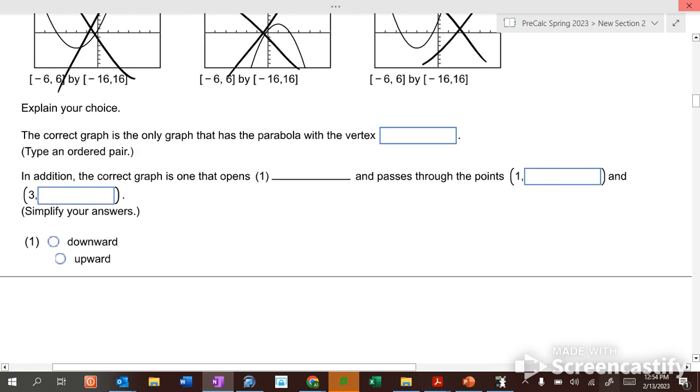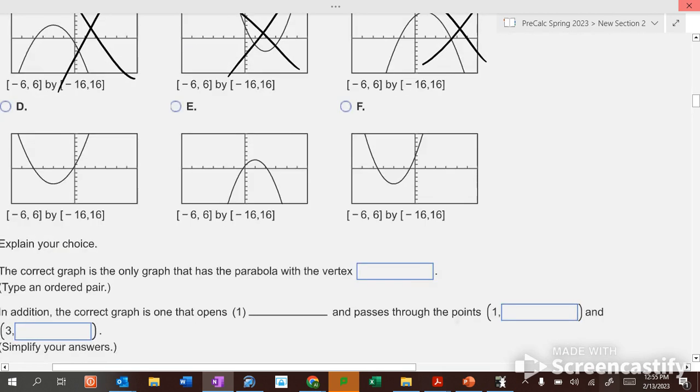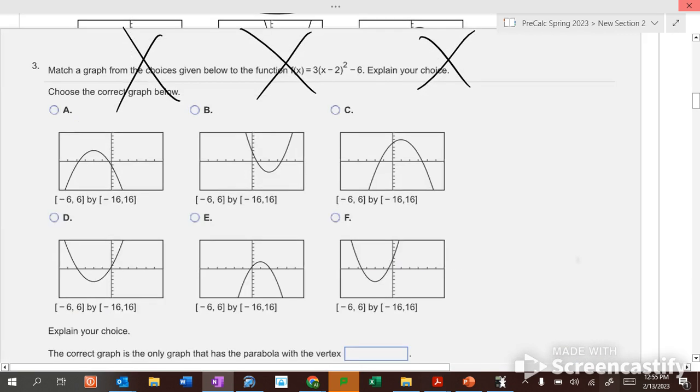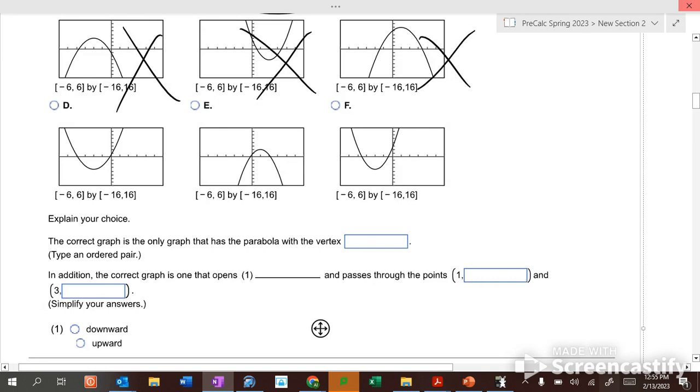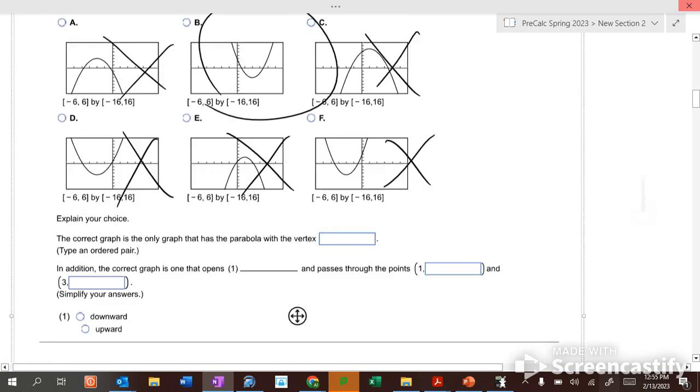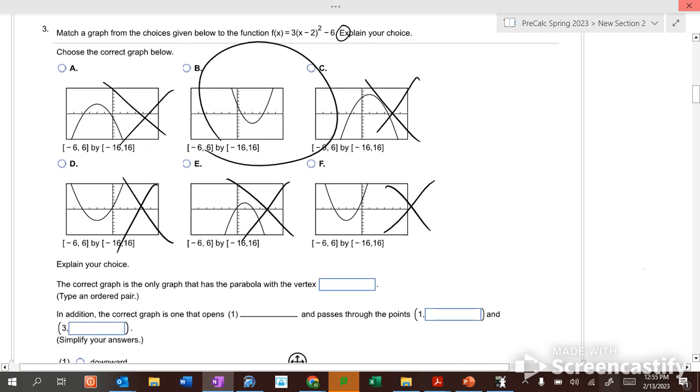The correct graph is the only graph that has a parabola with a vertex of, and now, I hate when that does that. So I gotta go smaller and then go down. Okay, so the vertex would be at (2, negative 6).